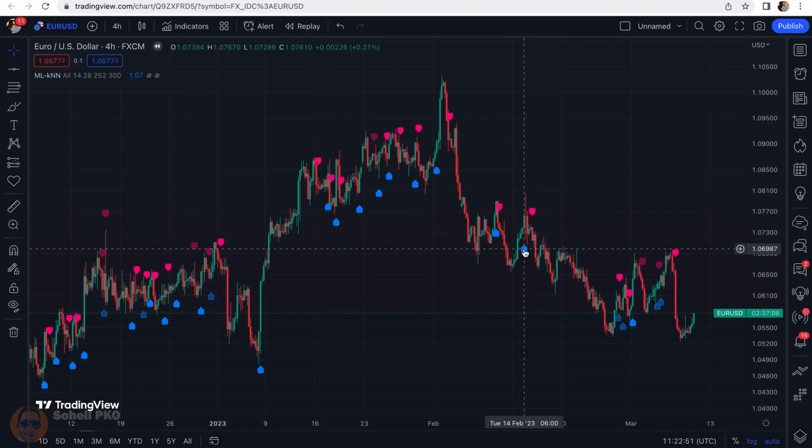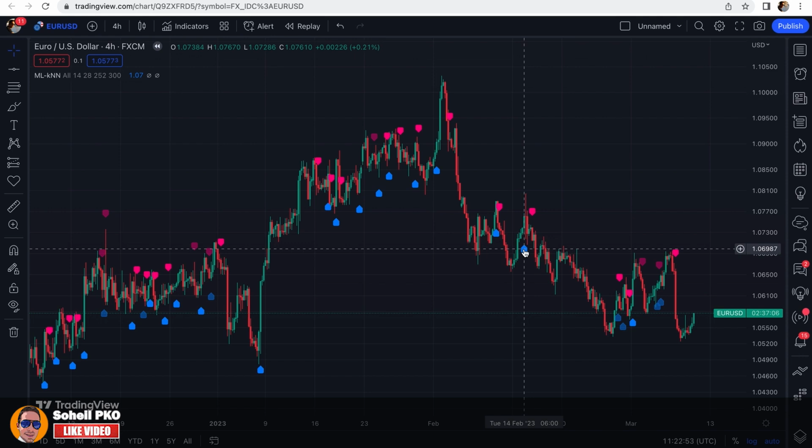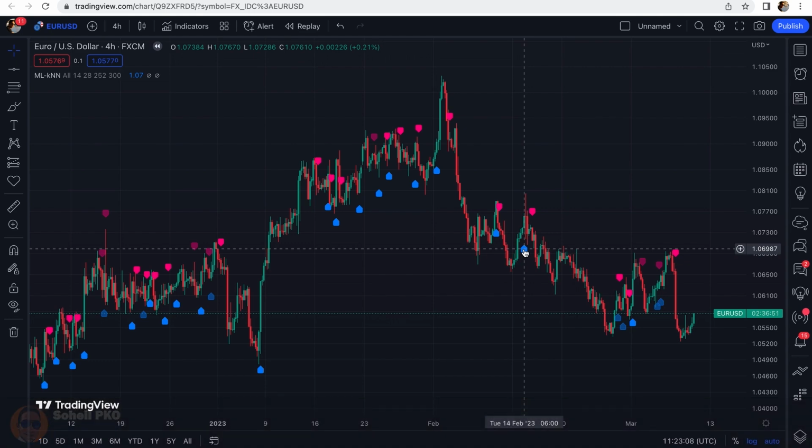I won't get into more details regarding the calculations behind this indicator. You can check the page of this indicator on TradingView. The author has explained all the details and the code is also available there, so you can investigate more if you're familiar with Pine Script coding.